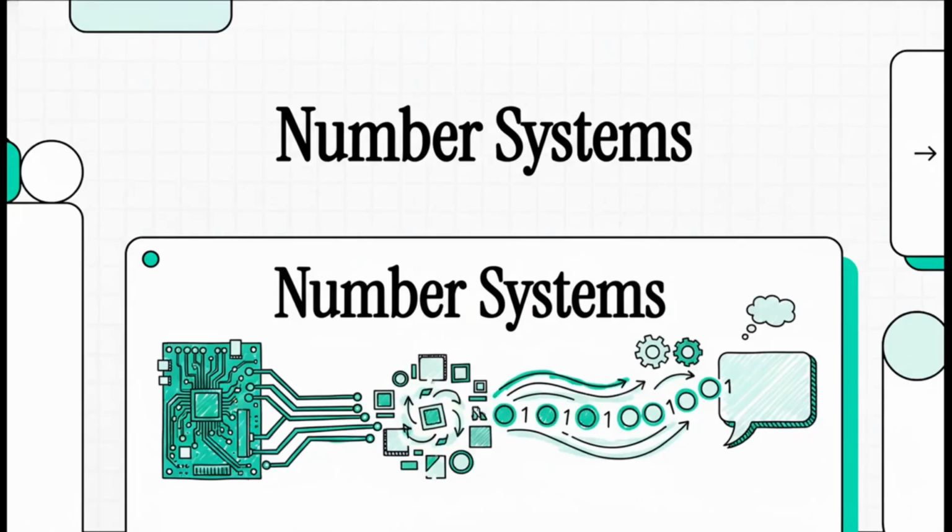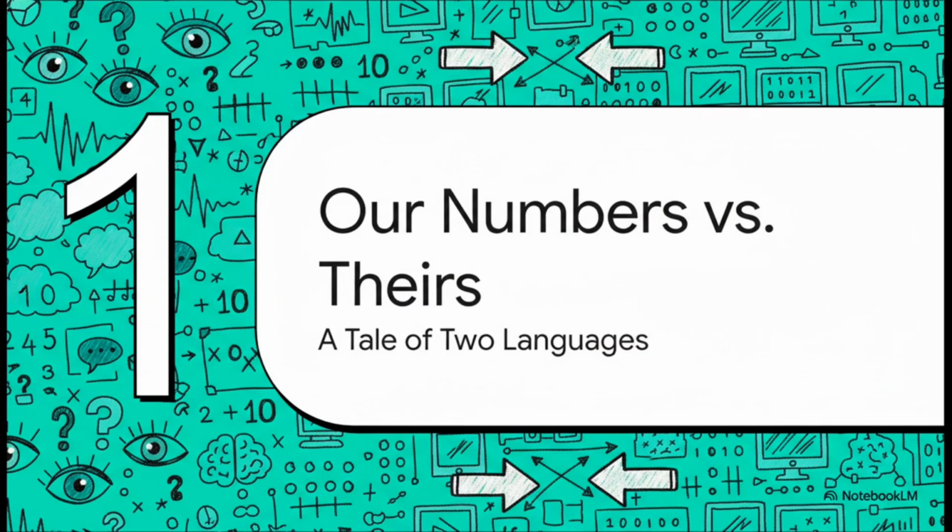Welcome to the Explainer. Today, we're going to crack the code, the secret language every single computer uses. You know, it's a language with just two symbols, but somehow it runs our entire digital world. So, how does it work? Let's dive in.